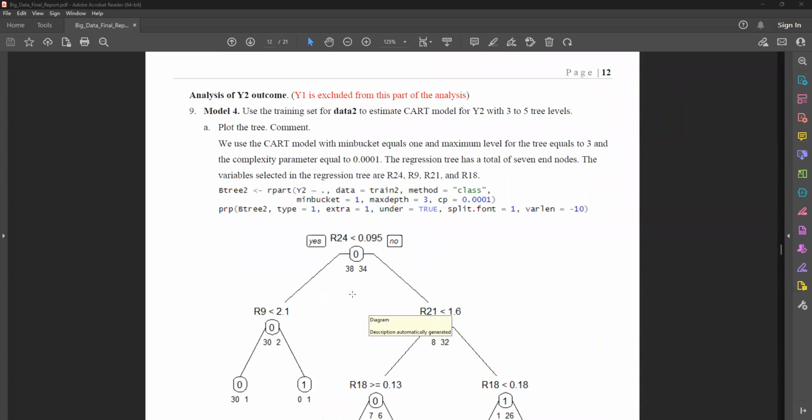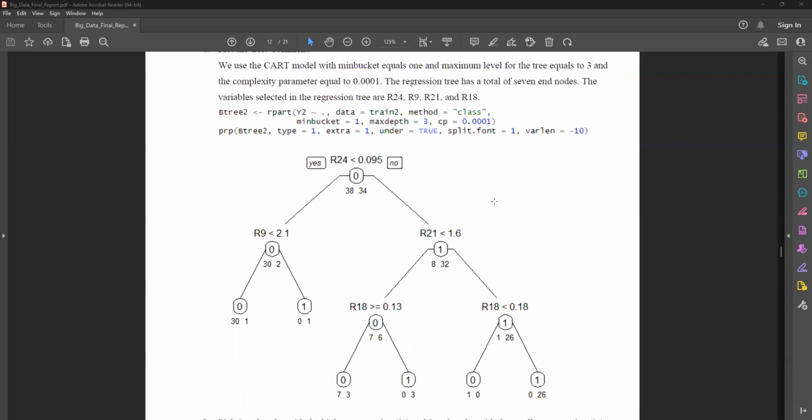So moving on to the analysis of Y2, first of all, we use the CART model. And here's the plot. We can see that the selected variables are R24, R9, R21, and R18.